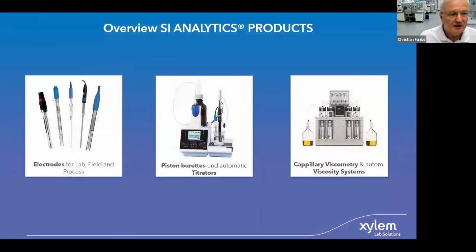And coming to the products we are manufacturing here, we have mainly the production of electrodes: pH electrodes, redox electrodes, temperature sensors for lab and field, and also for process. This is one of the major products we have. The next product is the automatic titrators and piston burettes. Other instruments we are manufacturing here are the capillary viscometers themselves and the automatic measurement systems for viscometry.